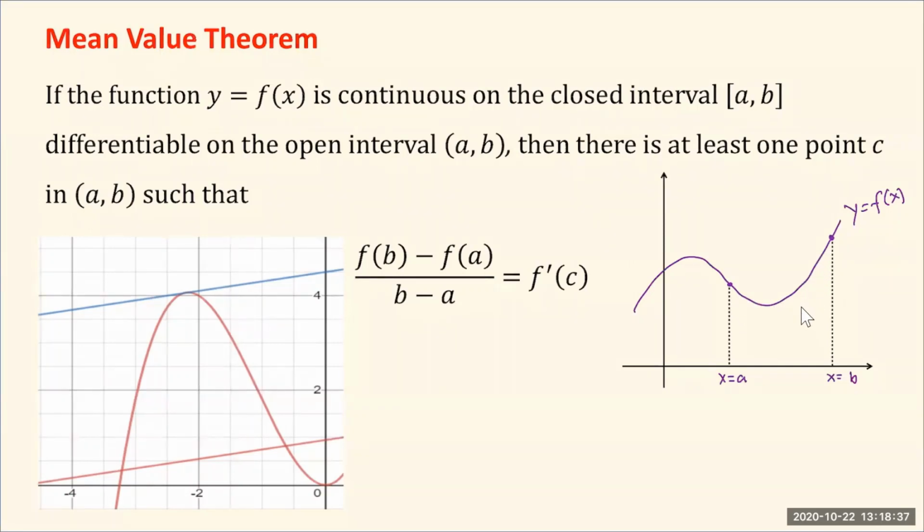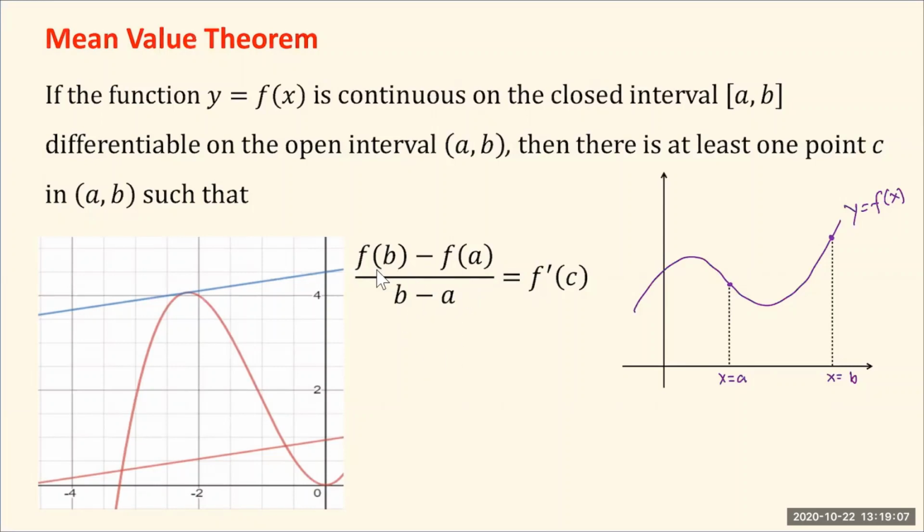So if you have a function like this, which is continuous on the closed interval from a through b, and also differentiable on the inner points, or inside of that interval, then there is a point c in this interval, somewhere in the middle between a and b, such that this condition is true: f of b minus f of a over b minus a.